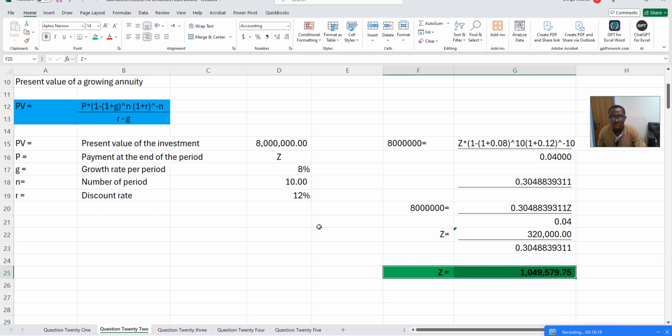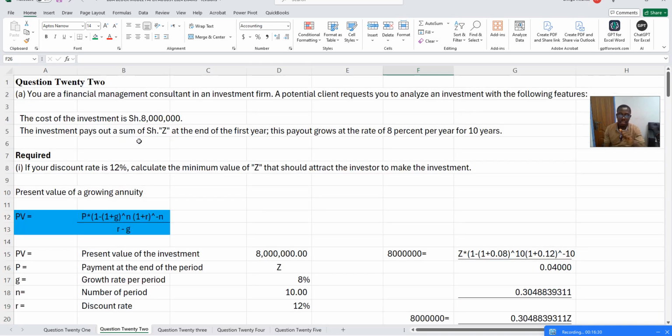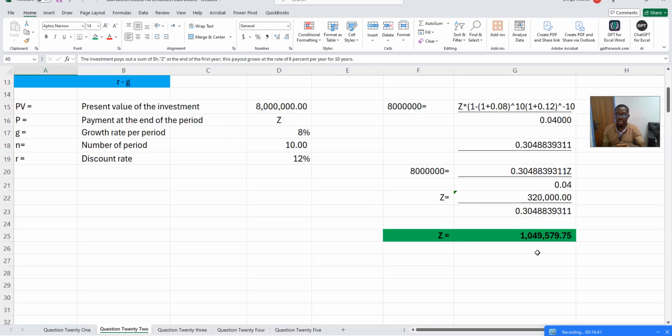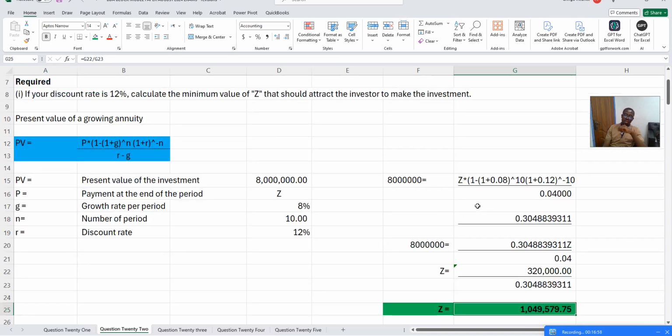So you'll find that this is the minimum value that we can invest at a discount rate of 12%. And that is what you are looking at here. The investment that pays out a sum of Z at the end of the first year. So this is what I should invest in the first year. The minimum value that we should have, which we've agreed that at this point, our NPV will be equal to 0. So this is the first way that you can work it out.